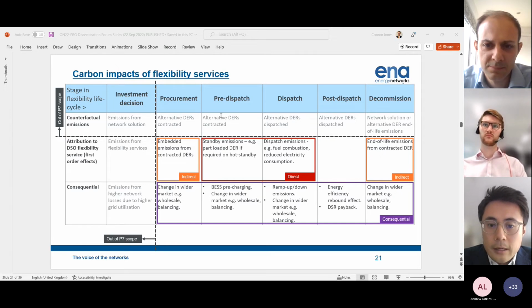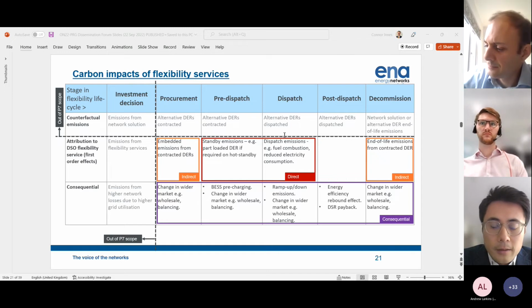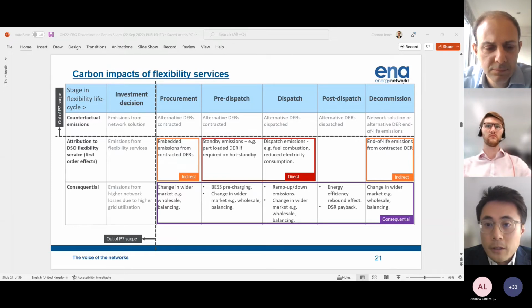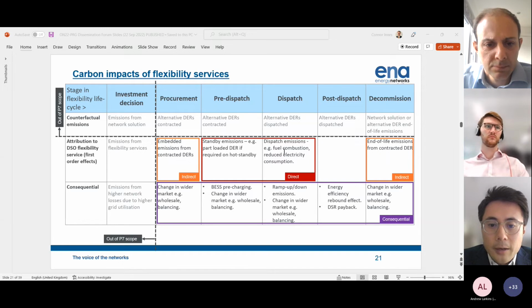Direct can be, say, if your generator, the fuel combustion, that's the most obvious example of the direct impact. Indirect is embedded emissions, as well as end-of-life emissions, whilst consequential are second-order effects, such as a battery charging up to get the energy in order to deliver the service, or demand-side response rebounding after the event, or the exported energy displacing wider generation. So if you can move on to the next slide, Stuart.